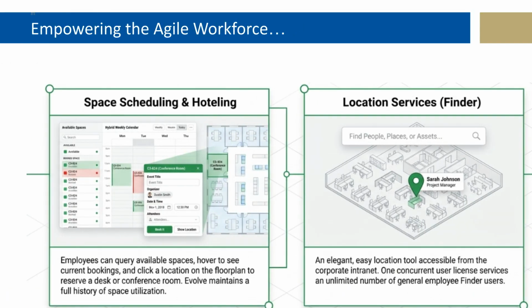Empower your agile workforce with integrated space scheduling and location services. Employees can query available spaces, book desks, or rooms via a visual calendar, and use the Finder tool to locate people, places, or assets directly from your corporate intranet.